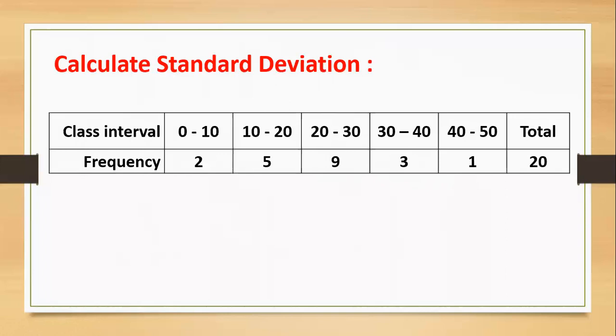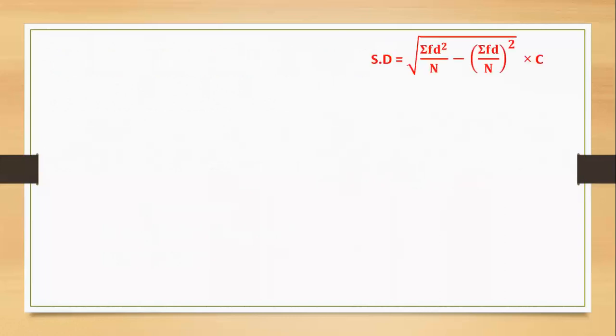Calculate the standard deviation. The class intervals are 0 to 10, 10 to 20, 20 to 30, 30 to 40, and 40 to 50. Frequencies are 2, 5, 9, 3, 1. First, we see the standard deviation formula: square root of summation f d square by n minus summation f d by n the whole square, into c. So we need the f d total and f into d square total.